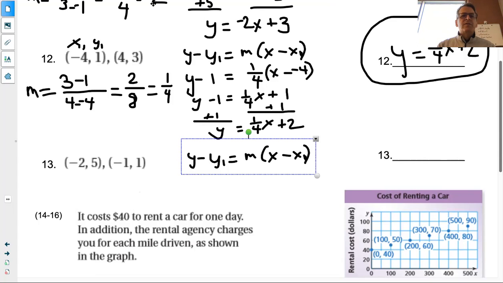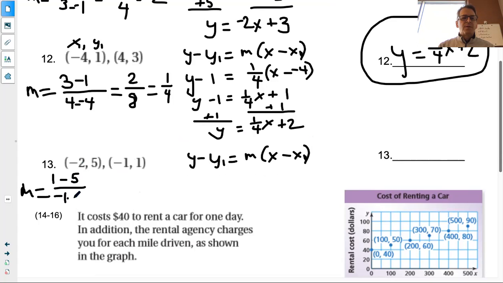Okay, number 13, slope. All right, slope is equal to 1 minus 5 divided by -1 minus -2. Okay, 1 minus 5 is -4. -1 minus -2 is +1. So your slope is -4. Slope is -4.